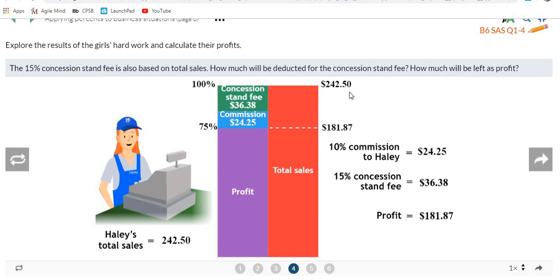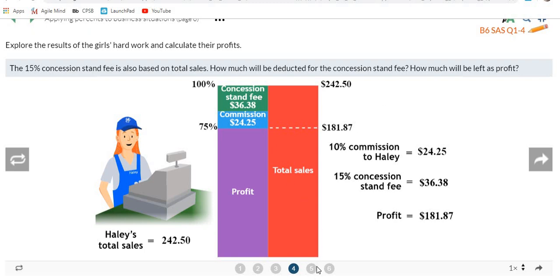So they've found that 15% concession stand fee would be $36.38. Well, if I did that mental math way, I know 10% is $24.25. I need another half of that added to it. So I'd look for half of that, add it to $24.25, and I would get $36.38. And they see that the total profit ends up being $181.87. Our total sales was $242.50. That was a difference, but I had to use this money to pay different things, like my fee and my commission.